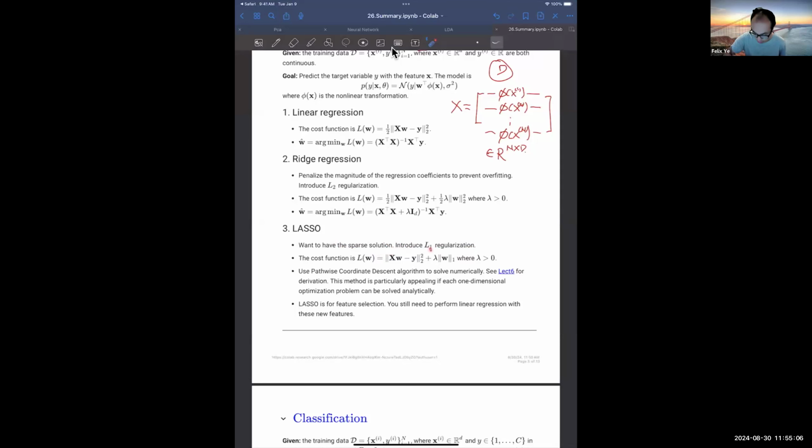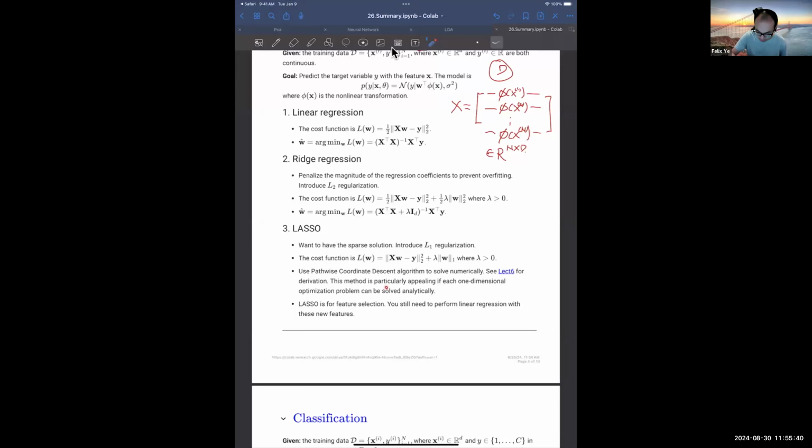All you need to do is, instead of the 2 norm, you put in the 1 norm here. If we choose this as a cost function, there will be no analytical solution. Instead we have to solve it numerically. What you do is use pathwise coordinate descent to solve this problem numerically. You can go back to my lectures to see my derivation.